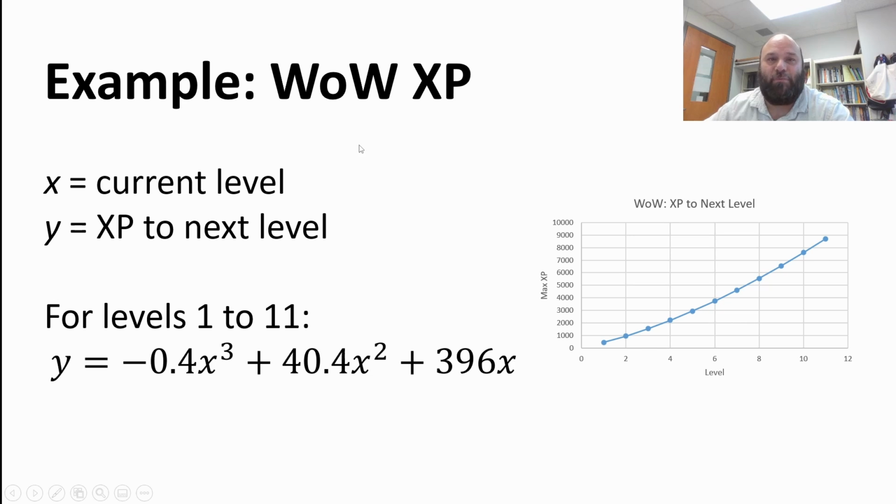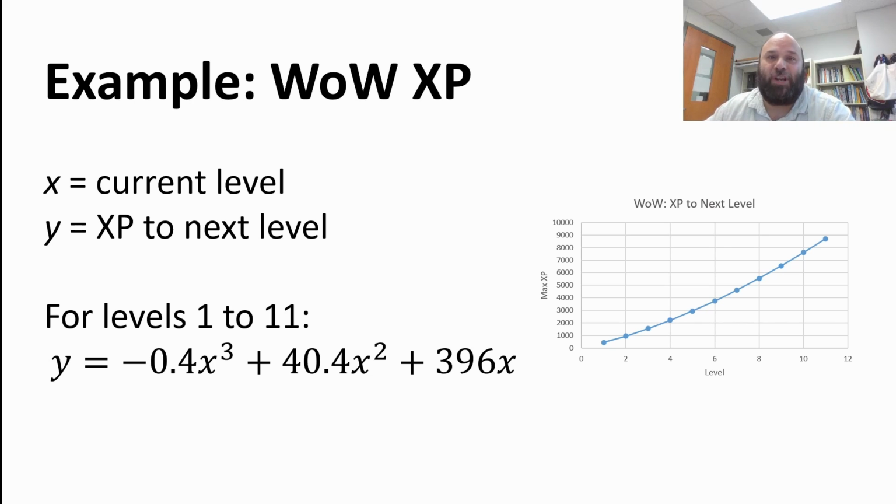So we've already seen a little bit with the World of Warcraft experience points. So in this case, we'll just use y and x's. And if x is your current level and y is the XP you need to get to the next level, then for levels 1 to 11, according to a wiki web page I found, the equation for the XP you need to get to the next level is y equals negative 0.4x cubed plus 40.4x squared plus 396x. I don't know why. This is called a cubic function.